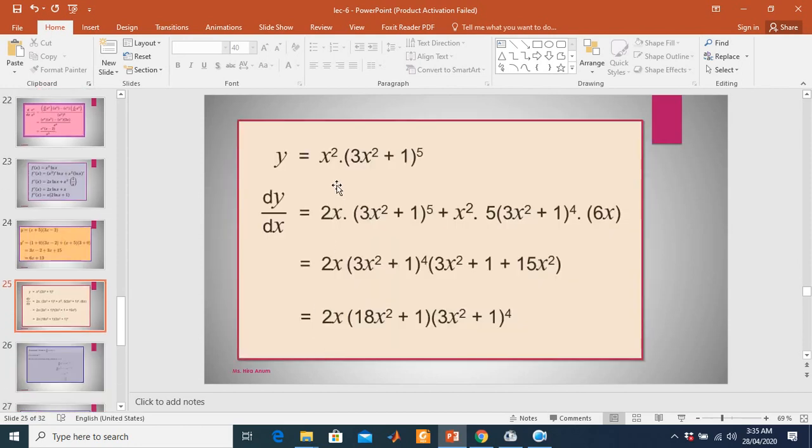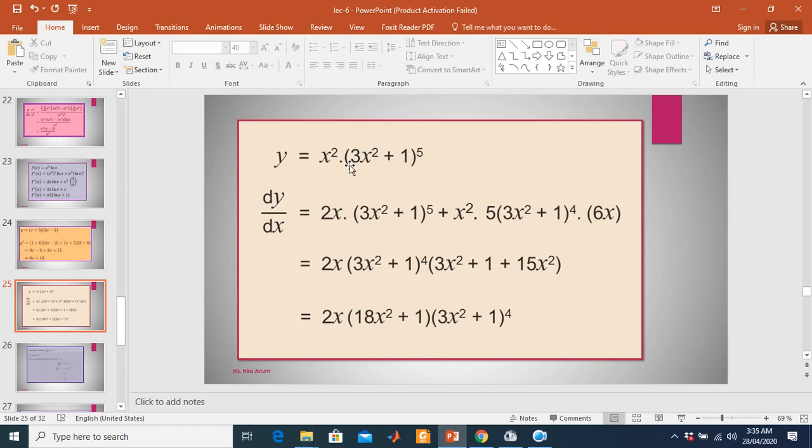Now we have y equals x square multiplied by (3x square plus 1) power 5. Using the product rule: derivative of the first as it is second, plus first as it is, derivative of the second. Now we have a bracket, and inside it we have a function.